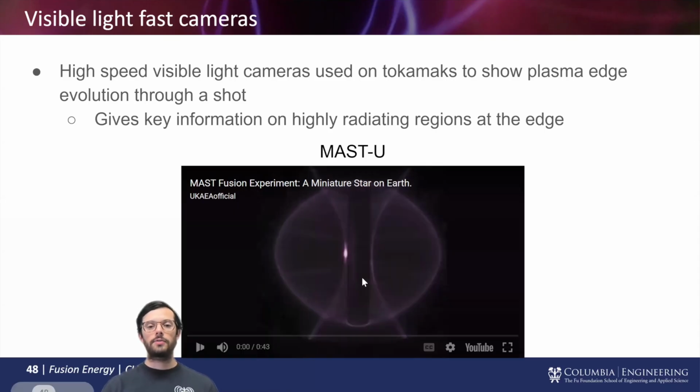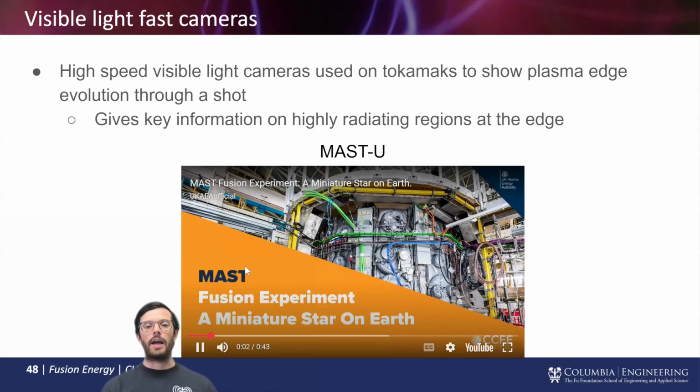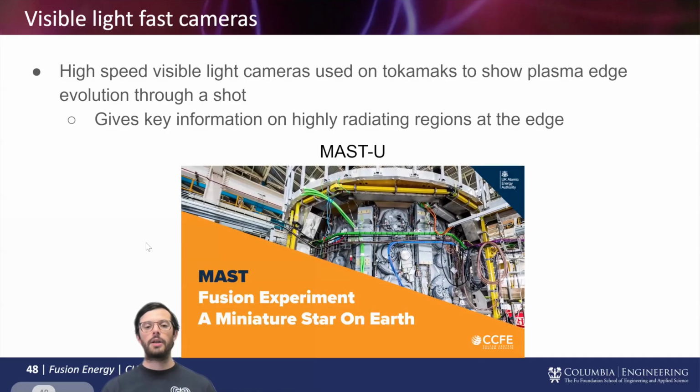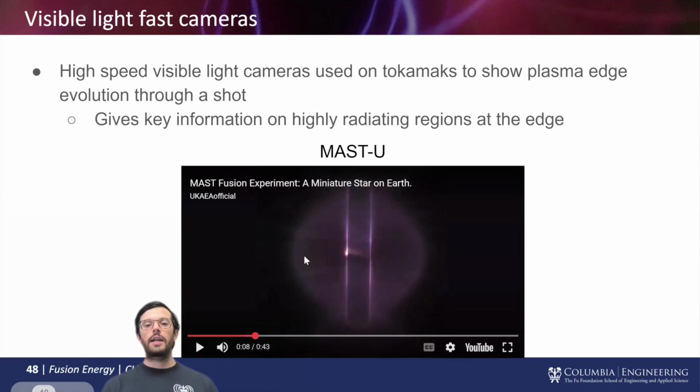You can see in this video, which I'll play. I'll mention that this is from MAST, which is the Mega Amp Spherical Tokamak in the UK. This is a very slowed down version. These shots at MAST are about a second, and they've stretched it out to 30 seconds or so. But even then, things are still happening very quickly.